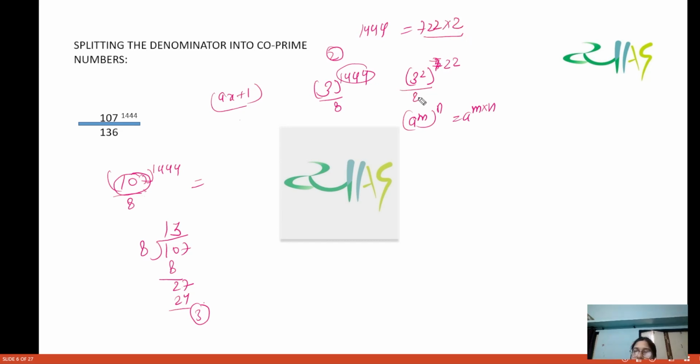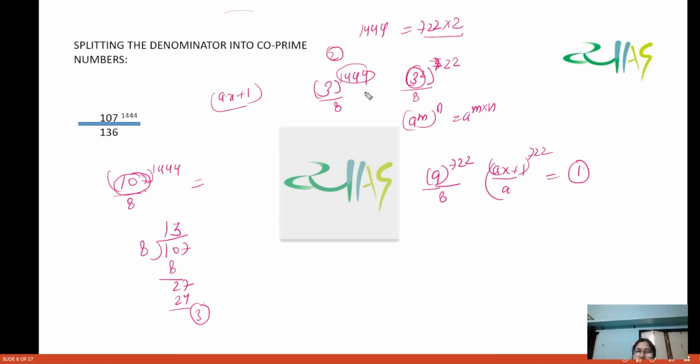Now what is happening? This becomes 9 raised to the power 722 divided by 8. So now this becomes the form ax plus 1, divided by 8, to the power 722. And we know what the remainder is when this happens. The remainder is 1.